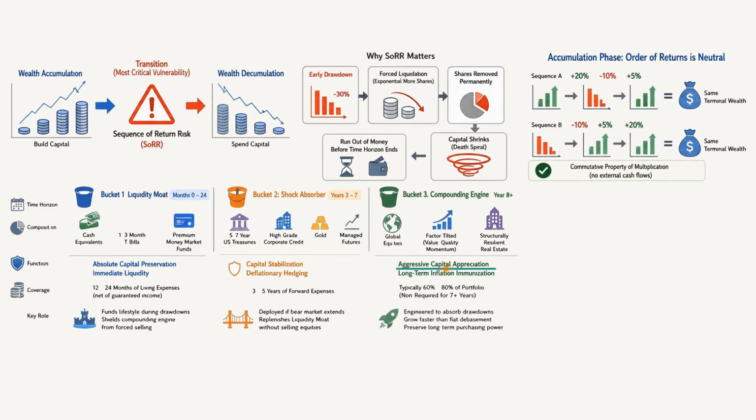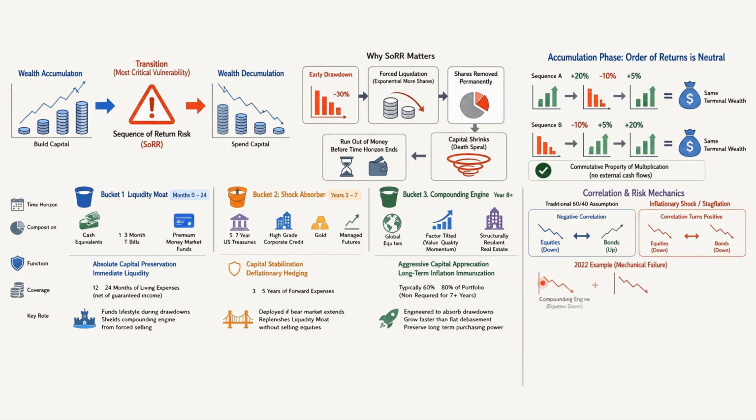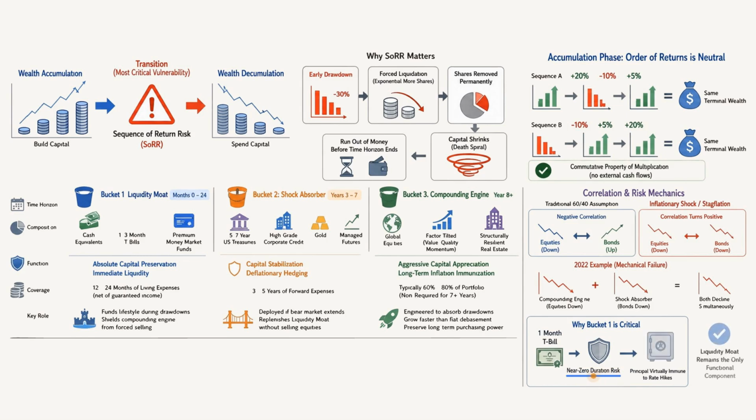Now, you might wonder why we don't just use a standard 60-40 portfolio. A traditional 60-40 relies heavily on a negative correlation, assuming bonds will save you when stocks crash. But in an inflationary shock or stagflation, central banks raise rates, which crushes bonds, at the exact same time slowing growth crushes stocks. As we saw in the 2022 mechanical failure example, both the equities compounding engine and the bond shock absorber can decline simultaneously. This is exactly why bucket 1 is so critical. A 1-month T-bill has near zero duration risk, meaning its principal is virtually immune to rate hikes.